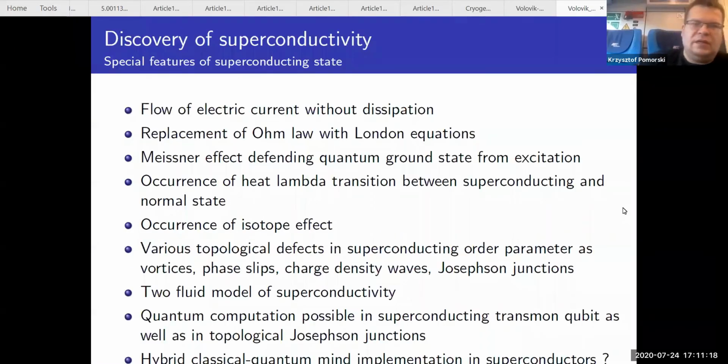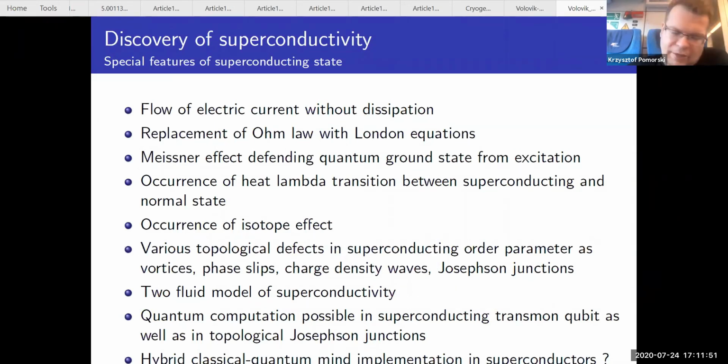So in case of superconductors, there's a flow of electric current without dissipation. This is a very unique feature. So we can observe a drop of resistance by 6 orders of magnitude, and we can also see an analogical effect in superfluids, which is flow of liquid without dissipation, without viscosity, and basically we have replacement of Ohm's law with London equations.